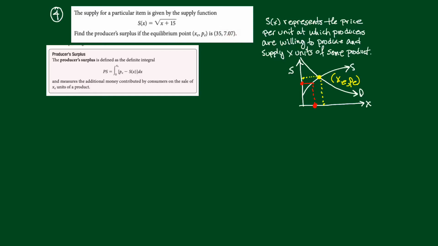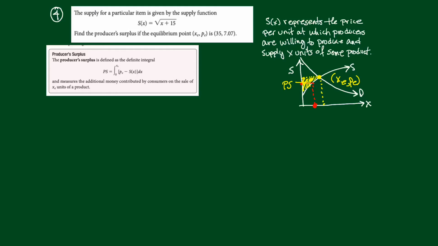Now we are looking for the producer surplus, and the producer surplus is the difference between the total amount consumers actually spend, that's this number right here, and the amount the producers are willing to accept. So that's what this area right in here is, right? That's what we're looking at right here. That is the producer's surplus. So it's an area under a curve. So we're going to take the price.